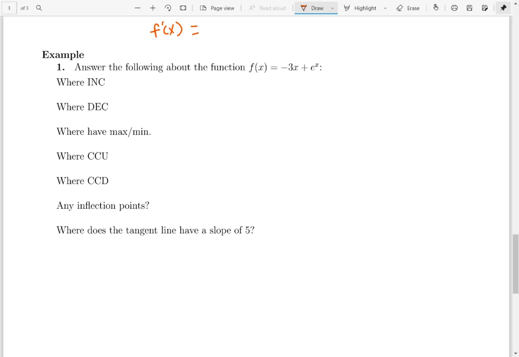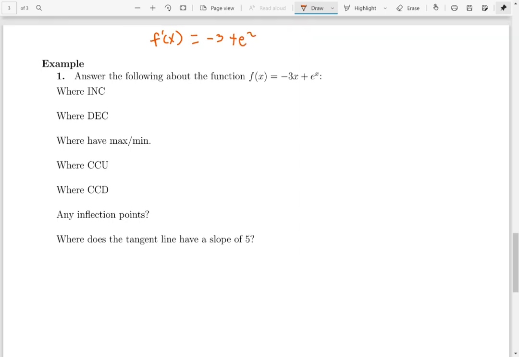Okay, so f prime of x, if I have negative 3x plus e to the x, remember that the derivative of sums is the sum of the derivatives. Therefore, taking the derivative of f of x, I take the derivative of negative 3x, which is negative 3. Then I take the derivative of e to the x, but the derivative of e to the x is e to the x. So I found the first derivative. We're going to use it, but since we're going to have to use the second derivative, let's go ahead and find the second derivative as well.